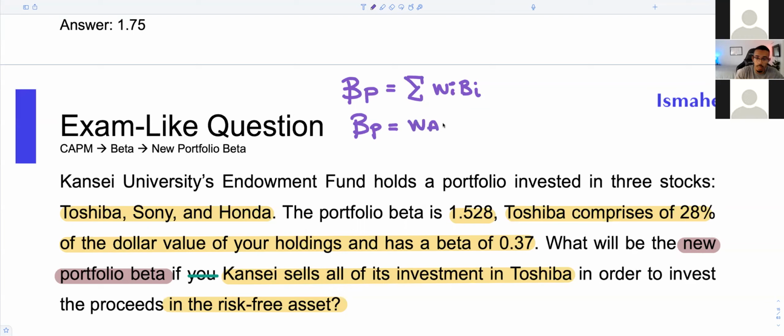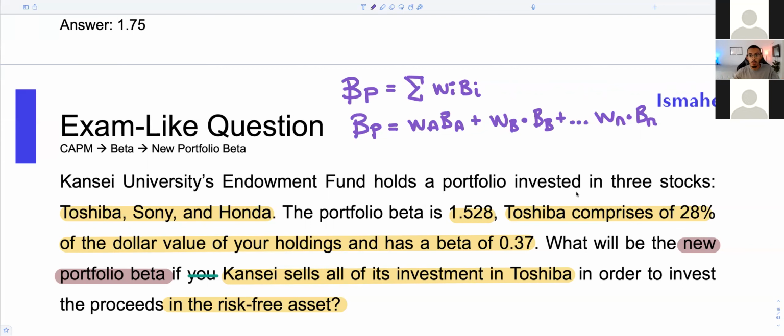The weight of asset A times the beta of asset A, plus the weight of asset B times the beta of asset B, plus three little dots, all the way to the weight of asset N times the beta of asset N. It's simply a weighted average sum. It's really easy. It's beautiful. Thank God that they gave you something so easy to work on for your final.